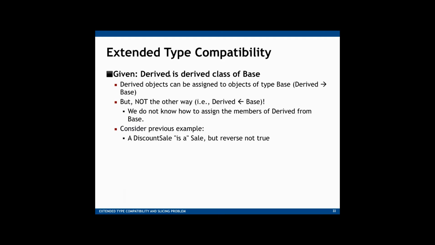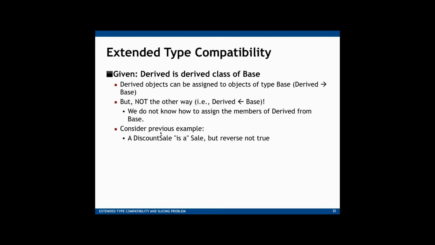If Derived is a derived class of base class Base, then you can assign an object of type Derived to a variable of type Base. So derived to base, this is legal, but not the other way around. You cannot assign an object of base type to a variable of type Derived.